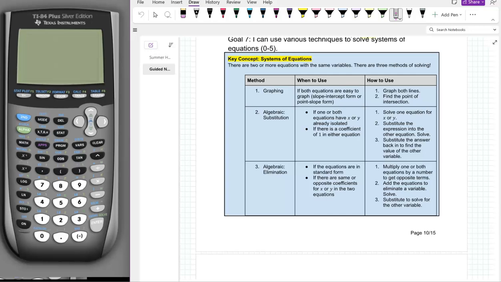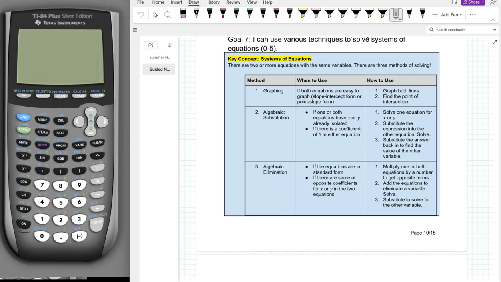So with these linear equations, you have three methods to solve them. The first method is graphing. This one is best if they're both in slope-intercept form. As a reminder, that is y equals mx plus b, or point-slope form. That is y minus y1 equals m times x minus x1. And that is where you just graph the lines and you find the point of intersection. It works well when there is an integer as the answer.